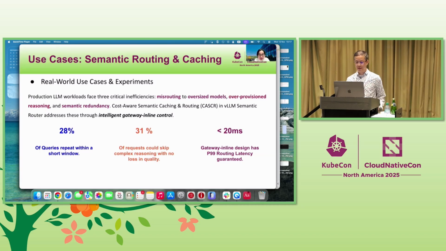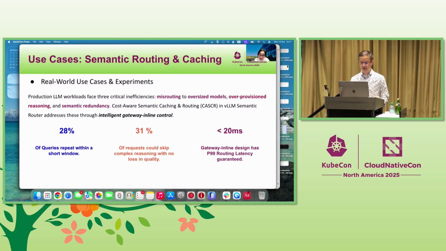Our analysis of production traces confirms this. We see that 28% of queries repeat within a short window, which is a huge opportunity for caching, and 31% of requests could skip complex reasoning with no loss in quality. So this means we are burning tokens and GPU cycles unnecessarily.